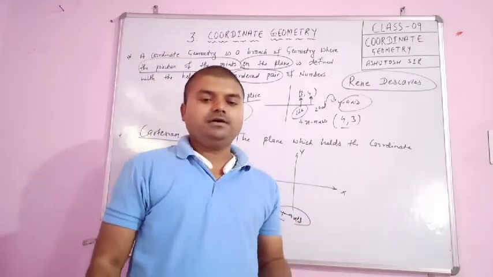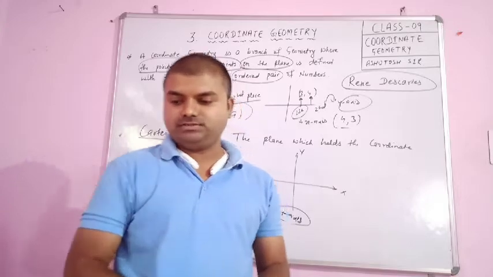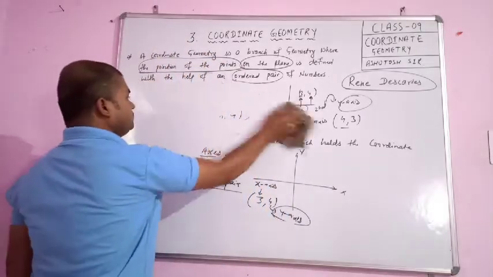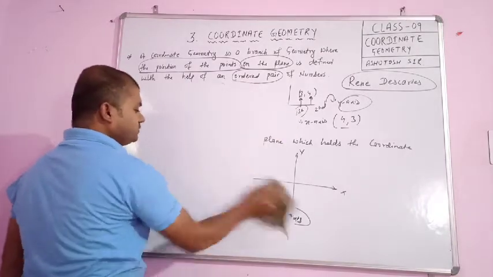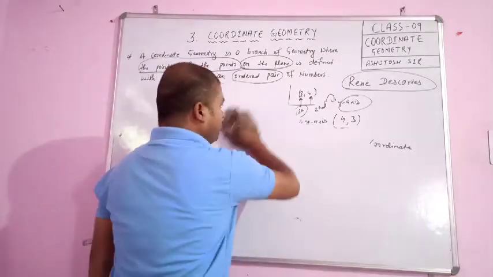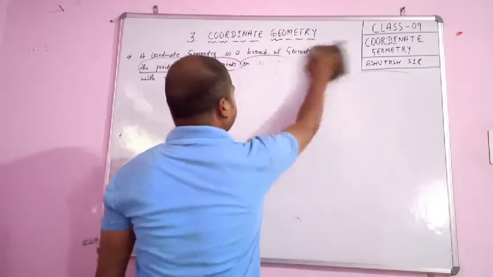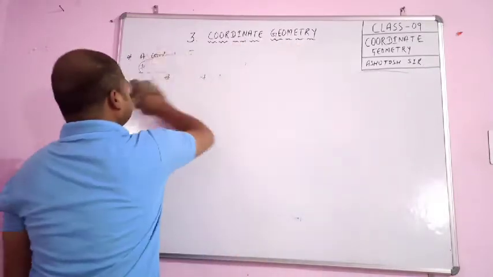Let us see the next topic, convention of signs in coordinate geometry. It is the most important point: the convention of sign, how we represent the point in coordinate geometry or the Cartesian system. Let us see.